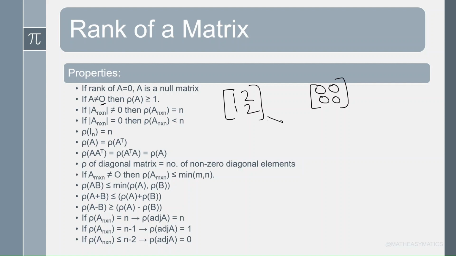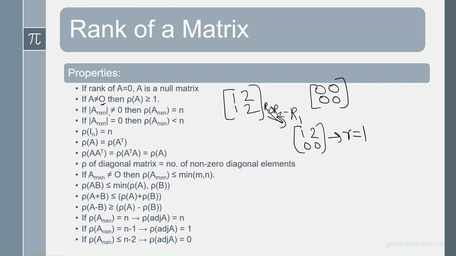So here if we take this matrix and perform R2 replaced by R2 minus R1, here we get 0 0. So this is of rank 1. So if a matrix is not a null matrix, then it will always have a rank greater than or equal to 1.